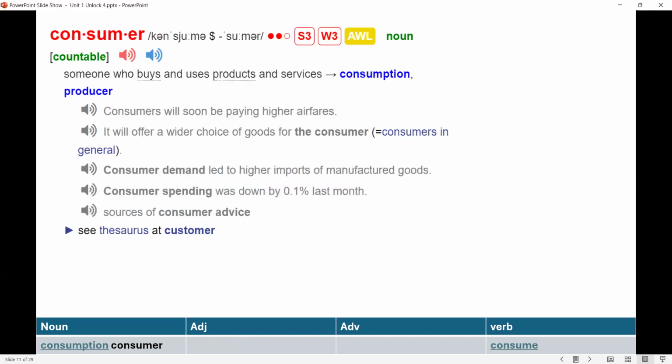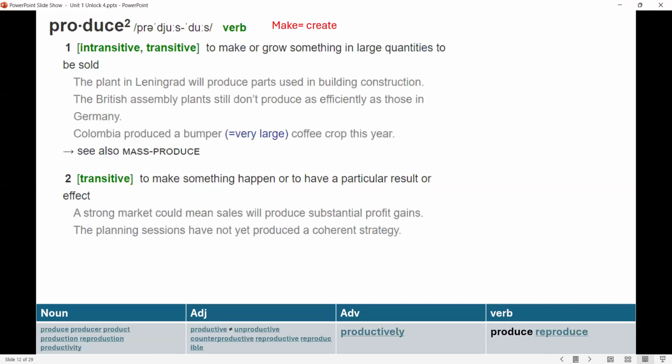Consumer. Consumer means buyer, someone who buys something. Consumers will soon be paying higher airfares. You can talk about consumer demand, consumer spending, consumer advice. Produce. Produce means to make, to create, or to grow something in large quantities to be sold. Example, Colombia produced a bumper coffee crop this year.